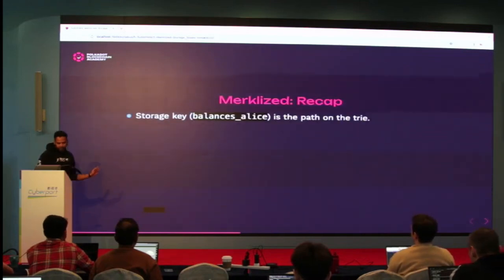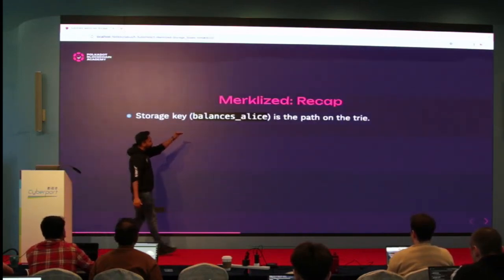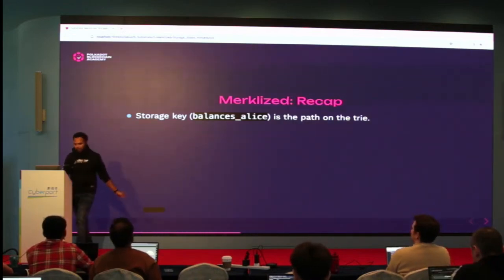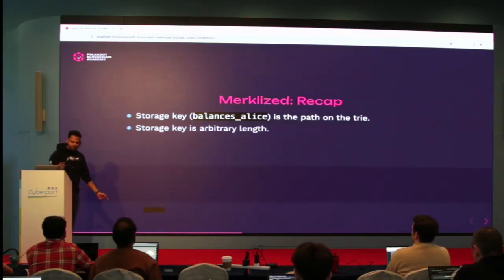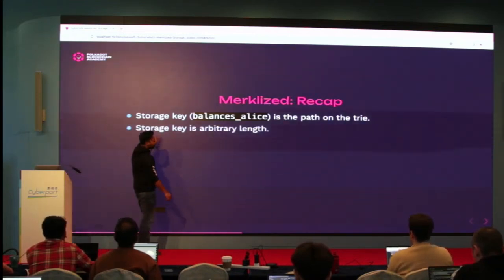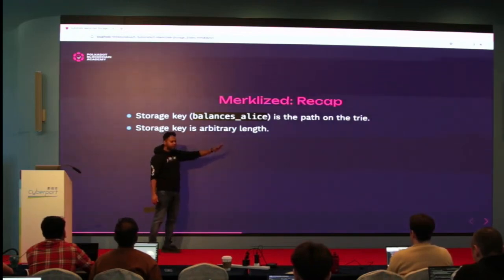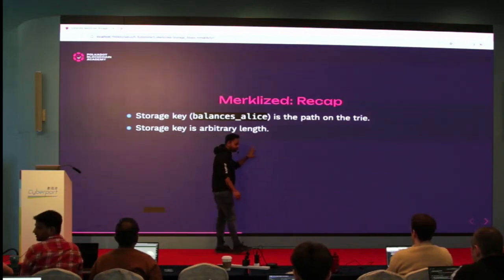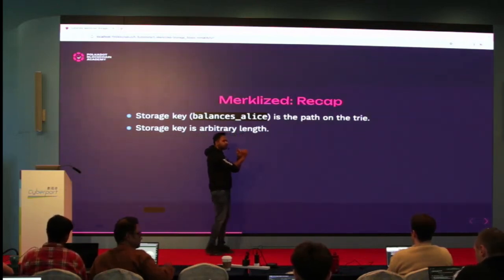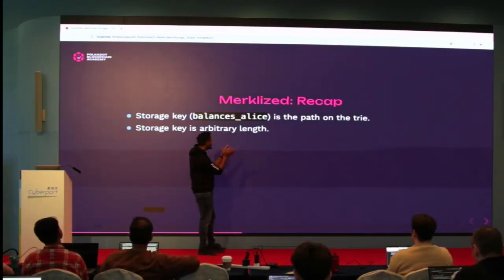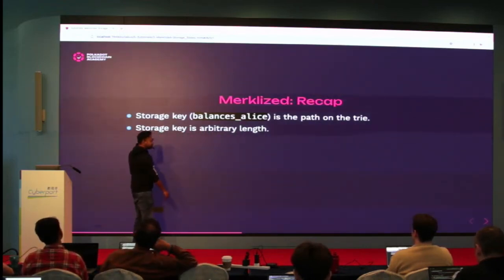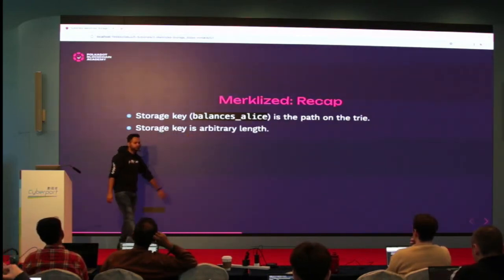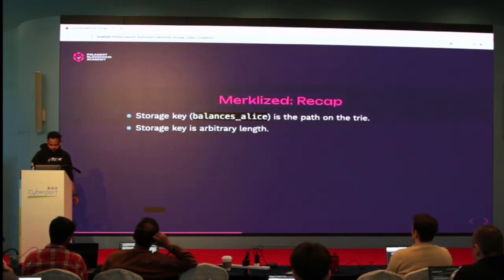To recap, the storage key, when we see balances underscore ls, is actually a path on the trie. It's not actually the database key. Storage key can be of arbitrary length. In some blockchains, I think in Ethereum as well, the keys are hashed by themselves, and you always have the same length of key. In Substrate, you can hash the key, but you don't have to. You can concatenate, so you can have different lengths of keys. You will see examples of how it is used in FRAME.